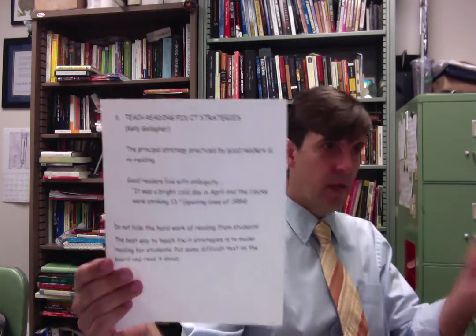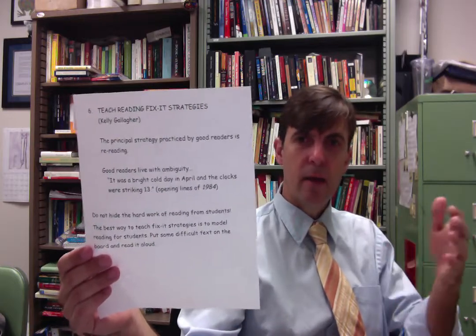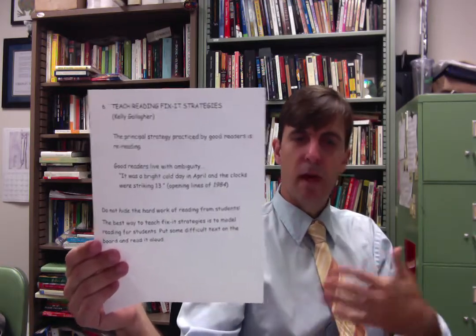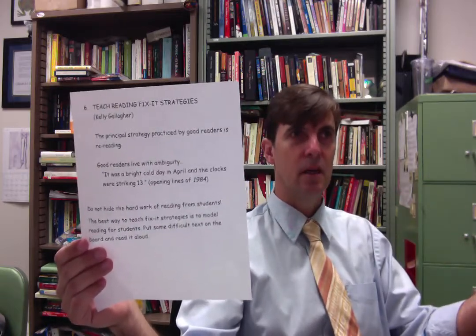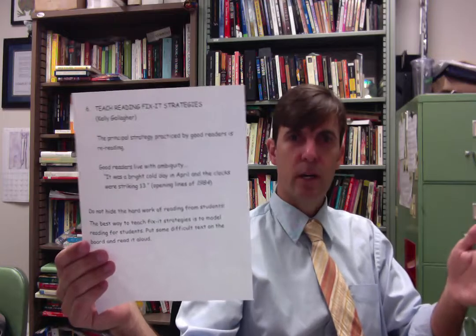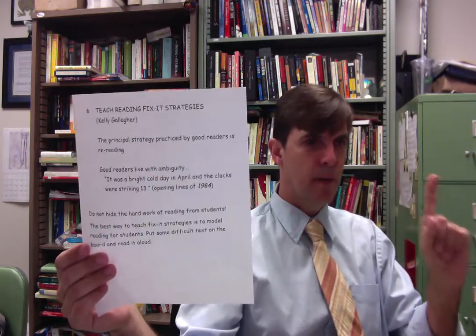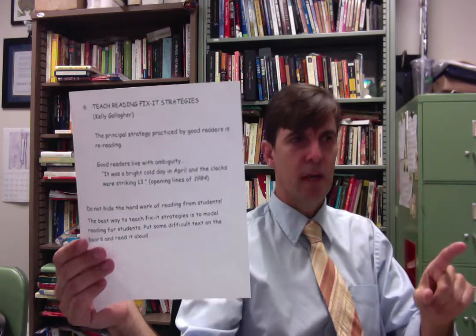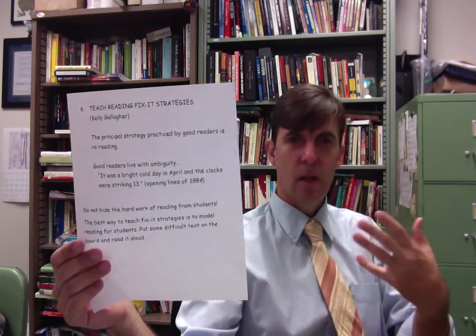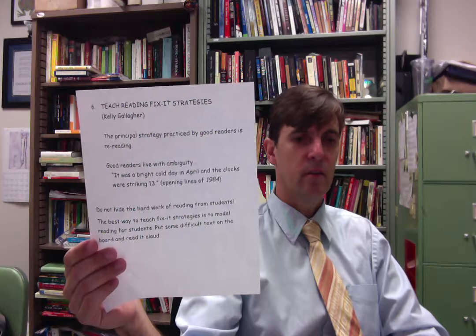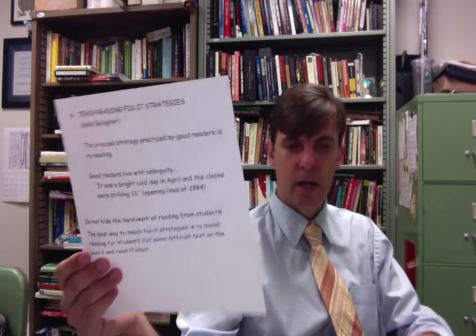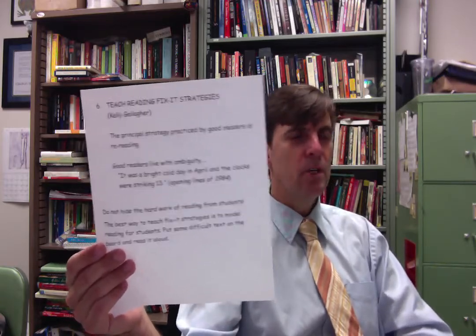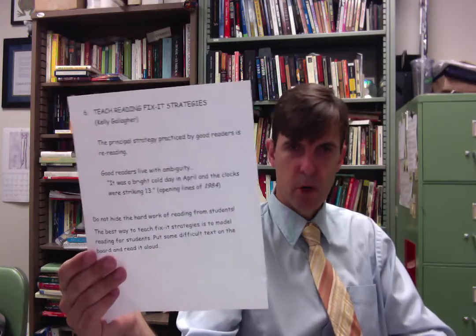Good readers, as they're reading something, can live with ambiguity. They can see this opening line from 1984: "It was a bright, cold day in April, and the clocks were striking 13." Well, if you're a really literal reader, then you might read that and just say, "Wait a minute, I'm going to need to stop trying to understand this piece because, well, he just said the clock struck 13." Good readers will simply live with that ambiguity and move on, and good readers know when to move on and when not. So what we need to do is not hide the hard work of reading from our students.